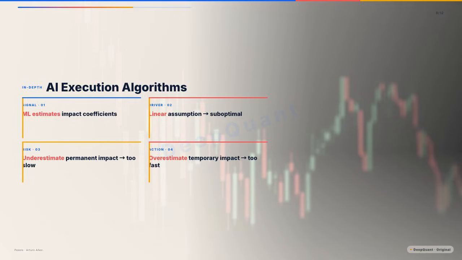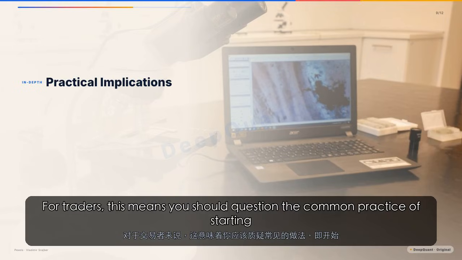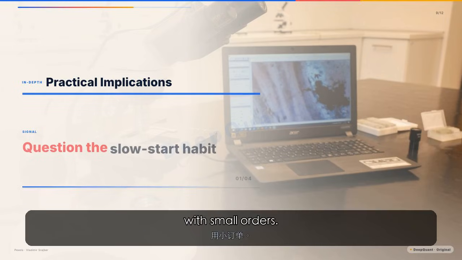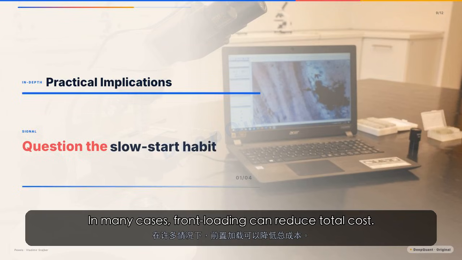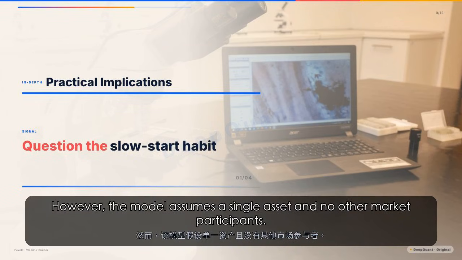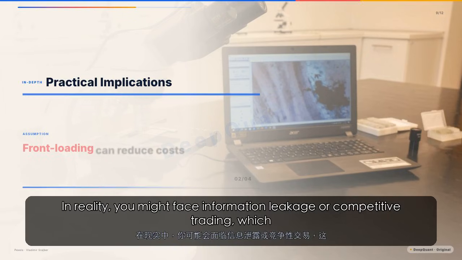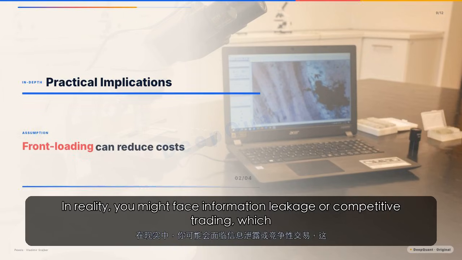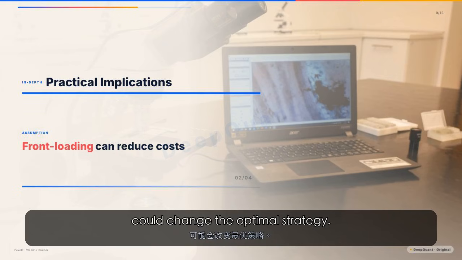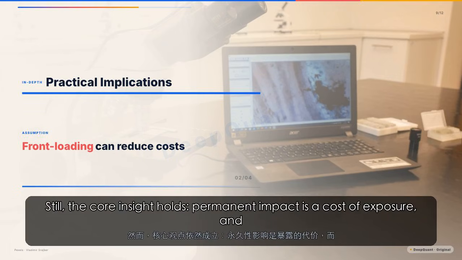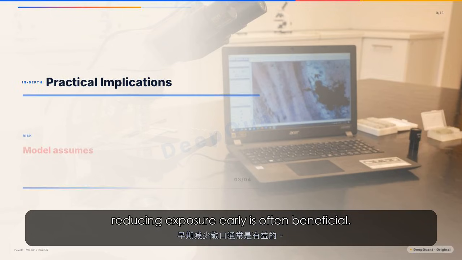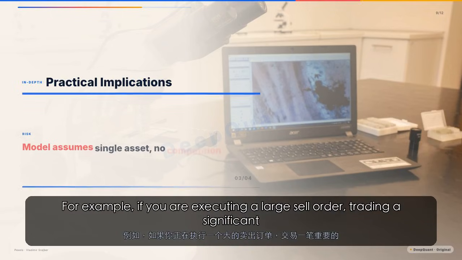differences. For traders, this means you should question the common practice of starting with small orders. In many cases, front-loading can reduce total cost. However, the model assumes a single asset and no other market participants. In reality, you might face information leakage or competitive trading, which could change the optimal strategy. Still, the core insight holds: permanent impact is a cost of exposure, and reducing exposure early is often beneficial.